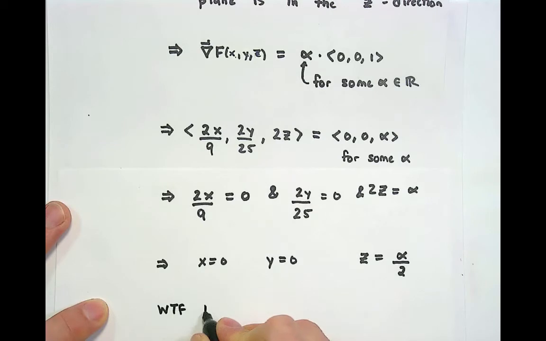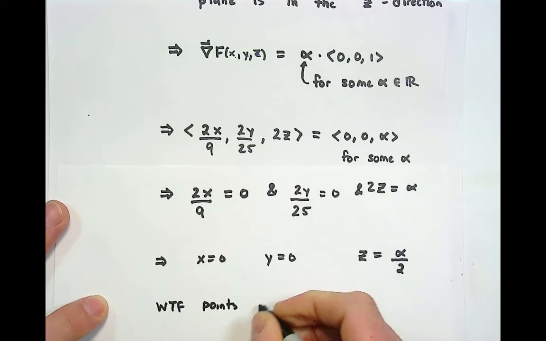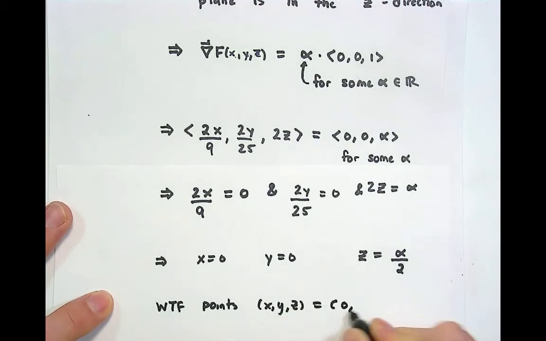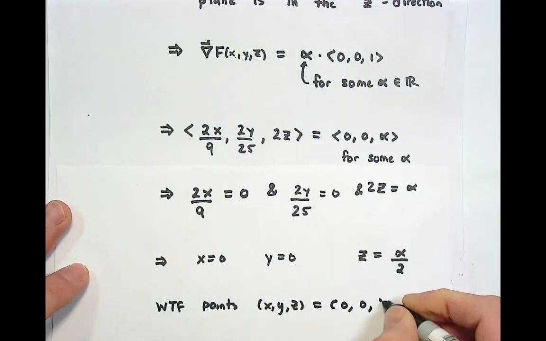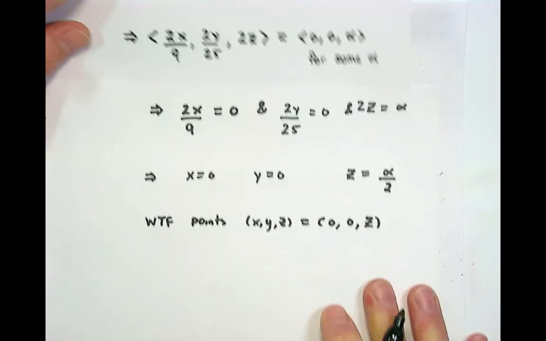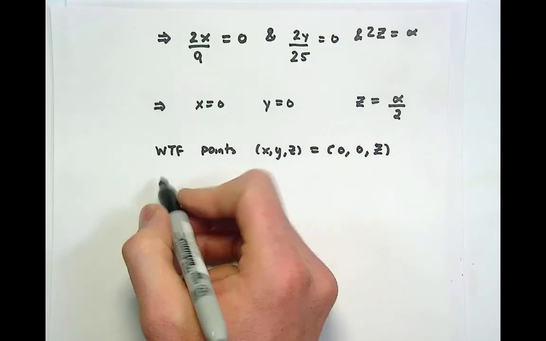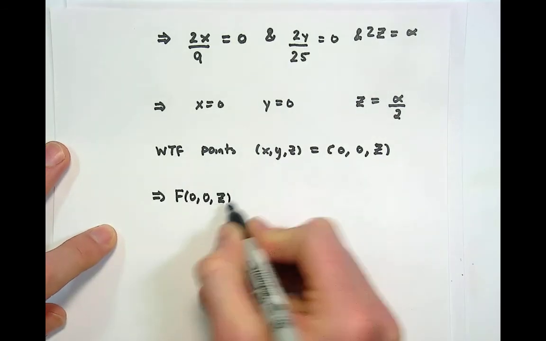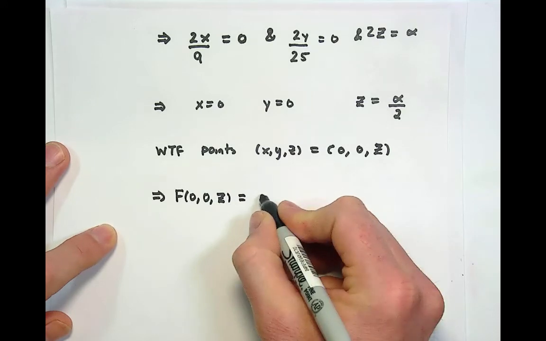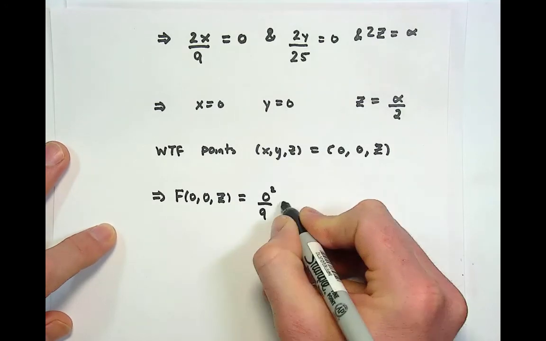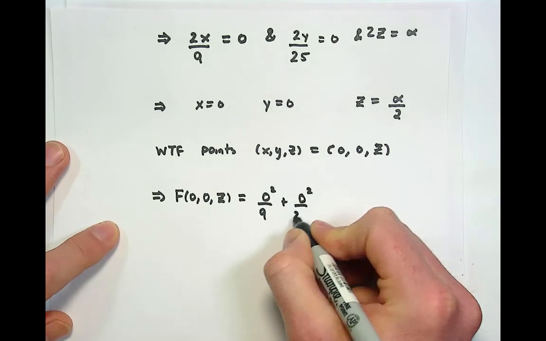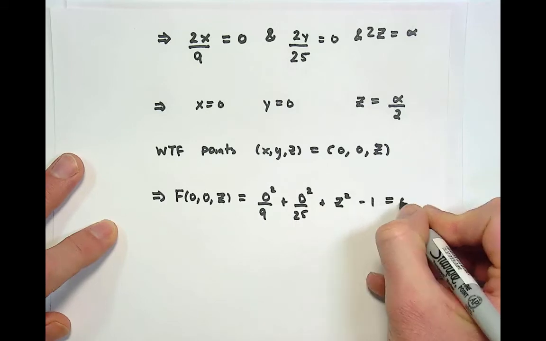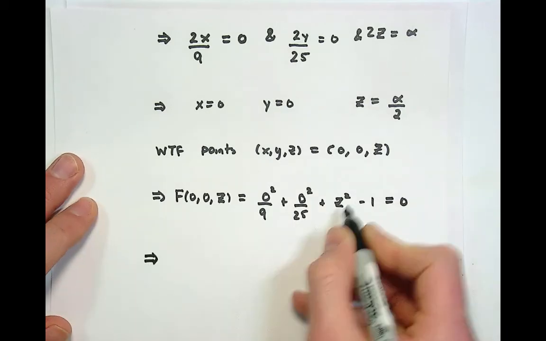We want to find now points x, y, z on the surface where the x and the y coordinates are both 0, and then z is non-zero. So this means that when we go ahead and evaluate our surface equation, we're going to put zeros here and we're going to have an unknown z. So this is going to be 0 squared divided by 9 plus 0 squared divided by 25 plus z squared minus 1, and we know the whole thing would be equal to 0.